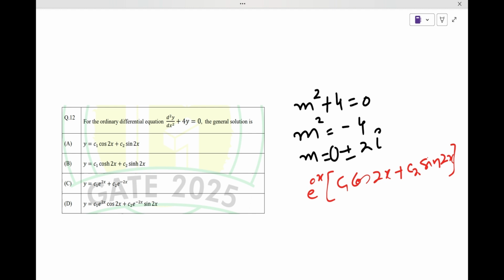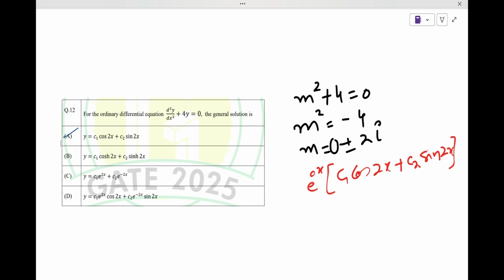e raised to power 0x is 1. So our final answer is C1 cos 2x plus C2 sin 2x. Now check here. The correct option is option A, C1 cos 2x plus C2 sin 2x. So option A is the correct one. Let us move to the next question.